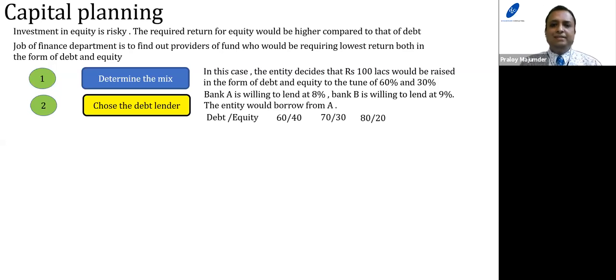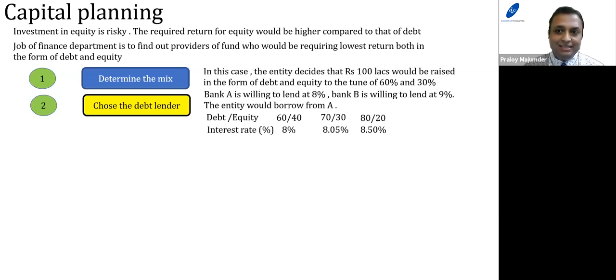Now, let us look at how different debt and equity mixes can be used. Suppose the entity can raise debt 60, equity 40. The entity can raise debt 70, equity 30. That entity can raise 80 debt, 20 equity. Now, in the case of the 60-40 ratio, the interest rate is 8%. In the case of the 70-30 ratio, the interest rate is 8.05%. And in the case of the 80-20 ratio, the interest rate is 8.50%.